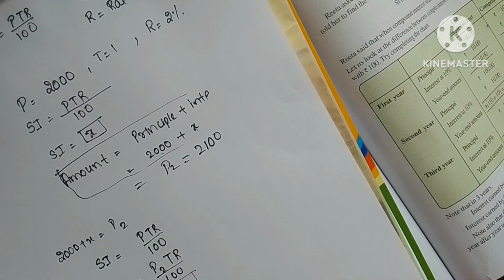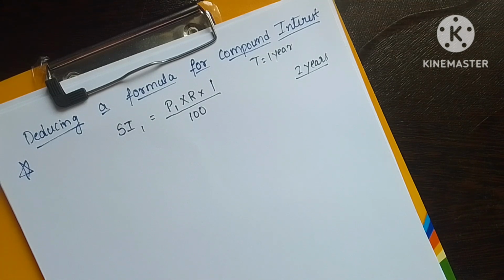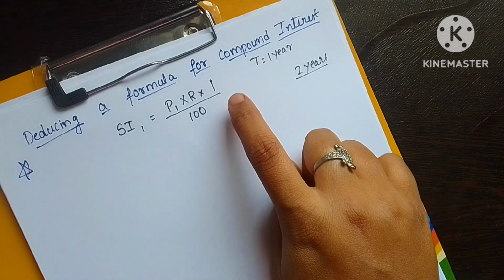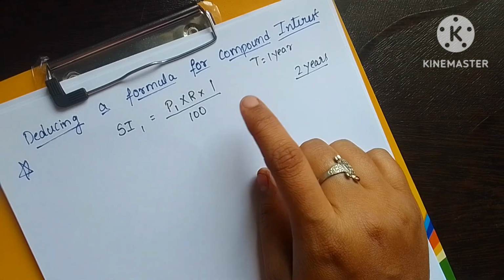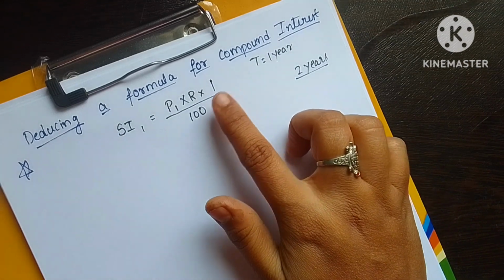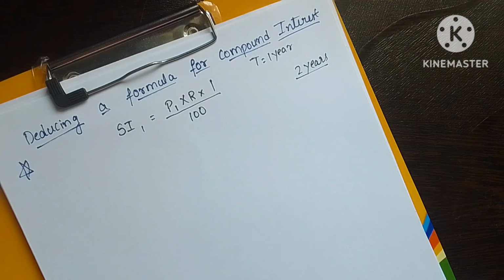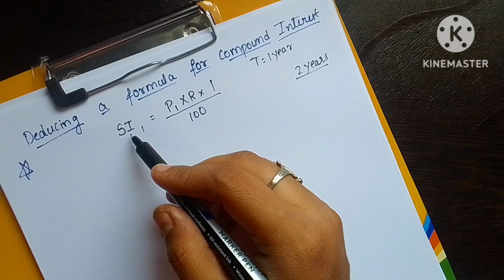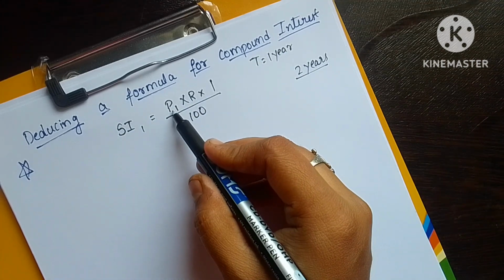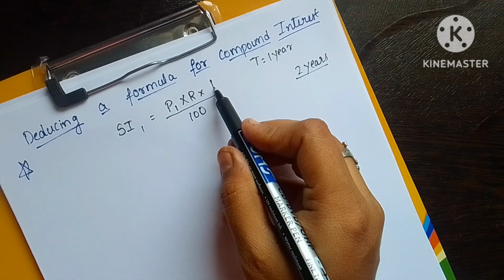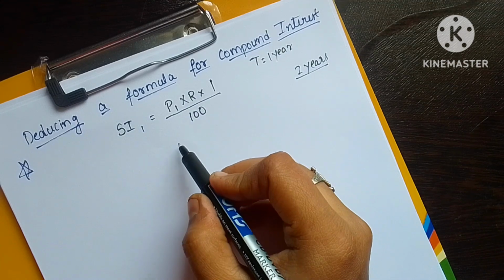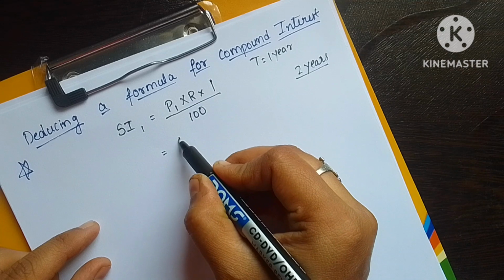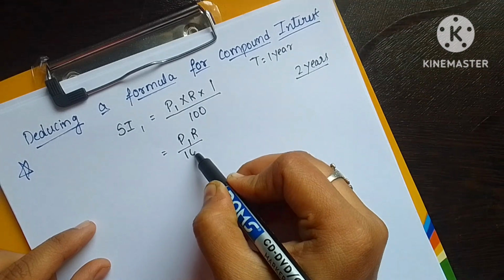Let us calculate the compound interest for 2 years. While calculating the simple interest, we will take each year per annum. So SI1 for the first year, SI1 means simple interest 1 for the first year, P1 R into 1, this is 1 for 1 year, by 100. So what will it become? P1 R by 100.